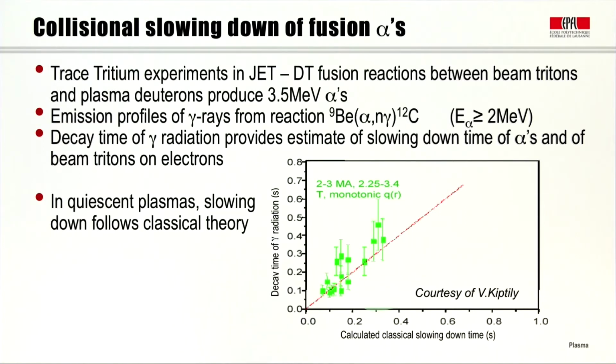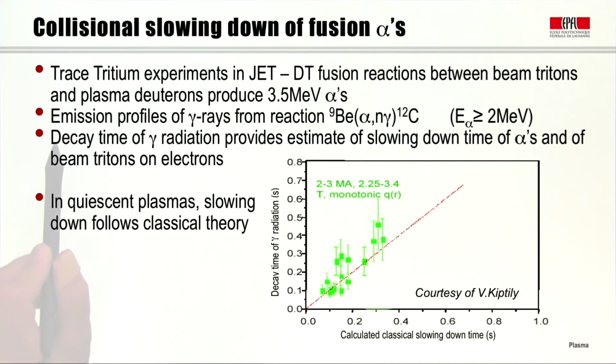But is that really happening? A number of experiments have been performed to verify that. And take one example here to check that in a simpler situation, that indeed is the case. Here we see the result of a trace tritium experiment in JET. Very small amounts of tritium are injected in a deuterium plasma with blips of the neutral beam injector, in which we put tritium. So what we cause are DT fusion reactions between the tritons injected by the beam and the plasma, which contains deuterons. And of course, these DT reactions produce 3.5 MeV alphas, just like any DT reaction.